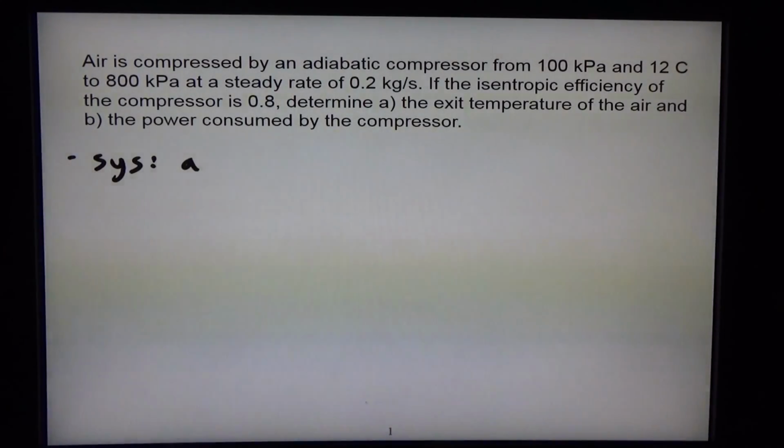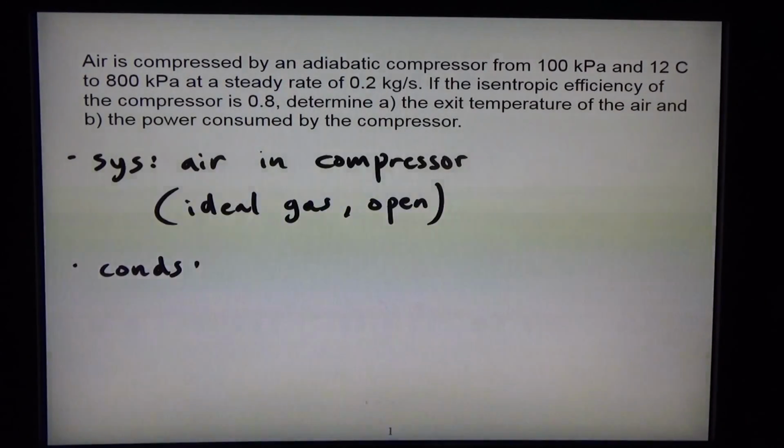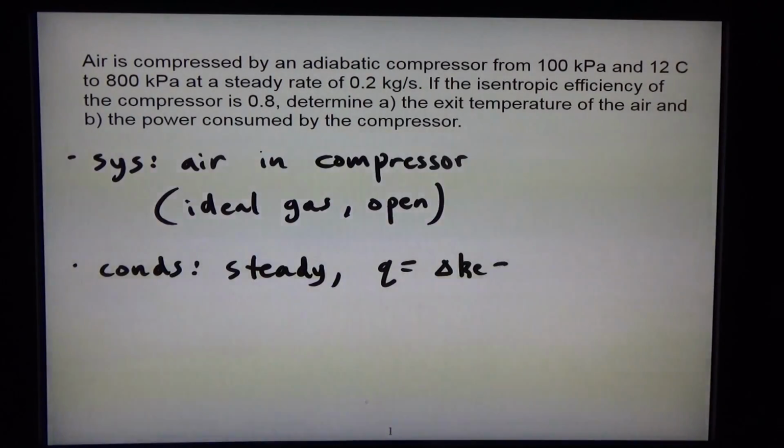Okay, here our system is air in a compressor. So air we treat as an ideal gas. Compressor is an open system. For the conditions, we have a steady process. We have adiabatic. Also we have a compressor, so delta KE and delta PE are 0. Typical conditions for the compressor.